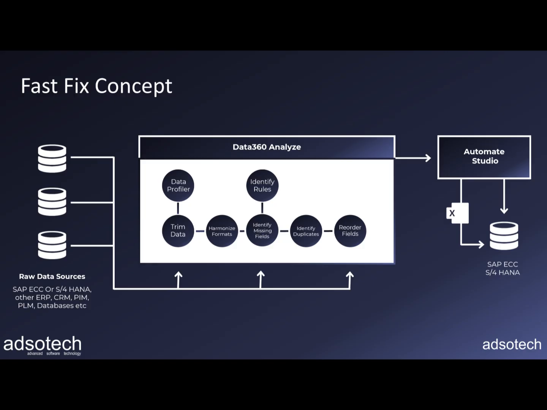Data 360 profiles the data, harmonizes formats, and applies rules to identify missing fields, inconsistencies, duplicates, and patterns in the data. This is also where we identify what normal looks like. So we use the data itself to understand which values and combinations occur most often. Once the issues are identified, the results are prepared for fixing, and that's where Automate Studio comes in. Automate Studio uses Excel as a controlled interface to safely validate and update SAP data, whether you're running ECC or S/4HANA. So Fast Fix essentially connects analysis and correction into one simple flow.